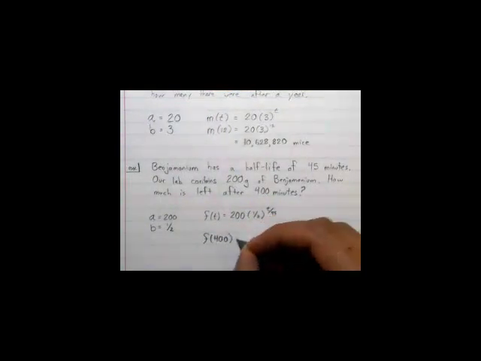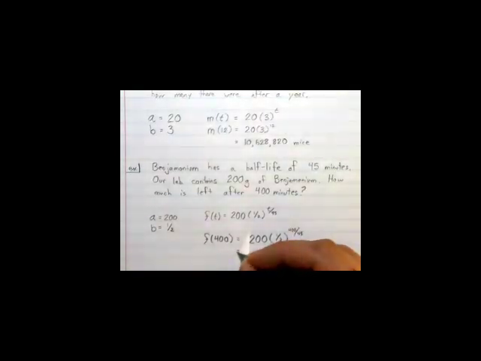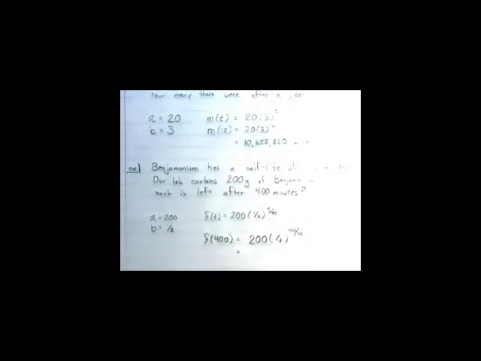Okay, so in this case, now we can use f of 400, because we want to know how much is left after 400 minutes. So that's going to be 200 times 1/2 raised to the 400 over 45. Be careful typing this into your calculator. Make sure that exponent is in parentheses when you do that. Okay, so let's see what we get. It should be pretty small. 200 times 0.5 raised to the 400 over 45.